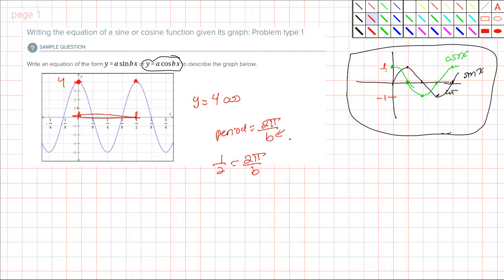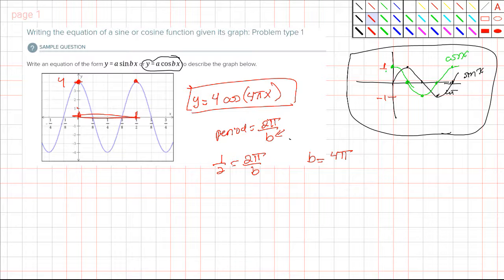Now I have to solve for b. So b equals 4 pi. So that's what my period is. So now I can fill in the rest of the equation. So I can say that it's 4 cosine of 4 pi x. And there you have the equation for this function.